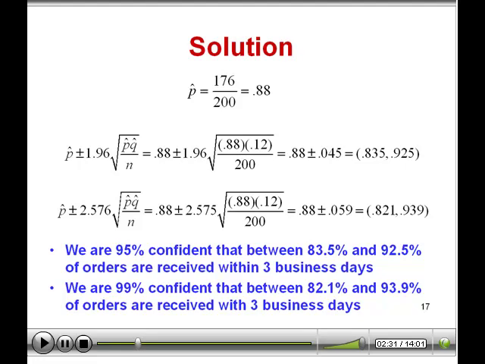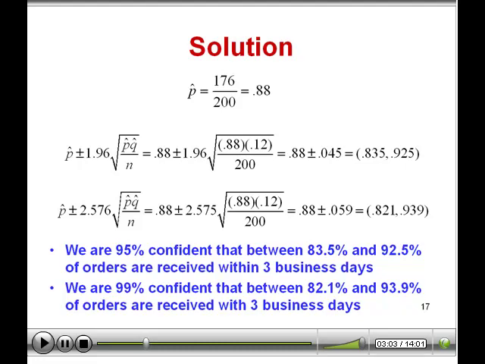The only difference in the computation for the 99% interval is that we use a different critical value. Now the critical value is 2.576. Not surprisingly, the margin of error is larger since our critical value was larger, and the resulting interval is wider. Now it is 0.821 to 0.939.